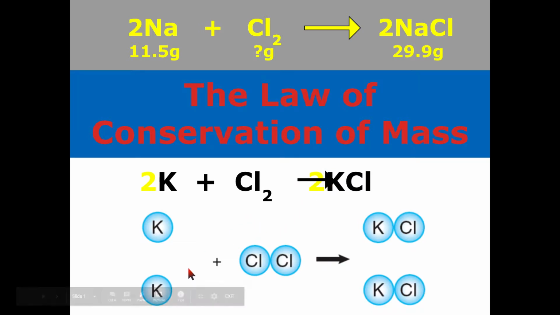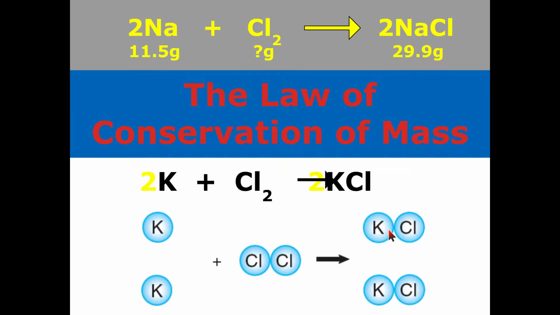So we have two potassium atoms in this example down here, and 2 chlorine atoms, and they get rearranged, but there's still the same amount. And it makes a new product because the elements have been rearranged.